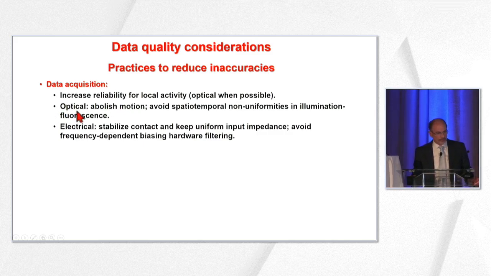When you do use optical mapping, we have to abolish motion or account for motion, which distorts interpretation. And we obviously have to avoid spatiotemporal non-uniformities in illumination and fluorescence. As for electrical recordings, we have to stabilize contact to keep the input impedance uniform and avoid frequency-dependent biasing hardware filtering, which is sometimes overlooked.